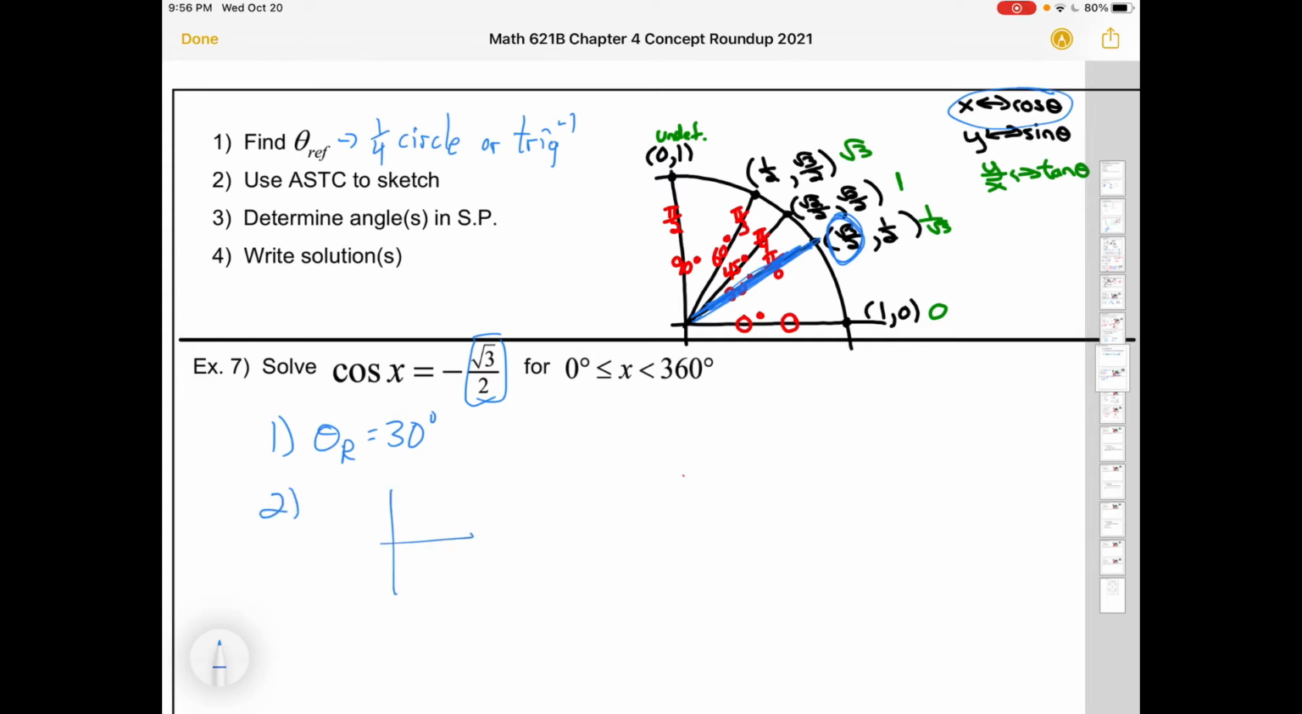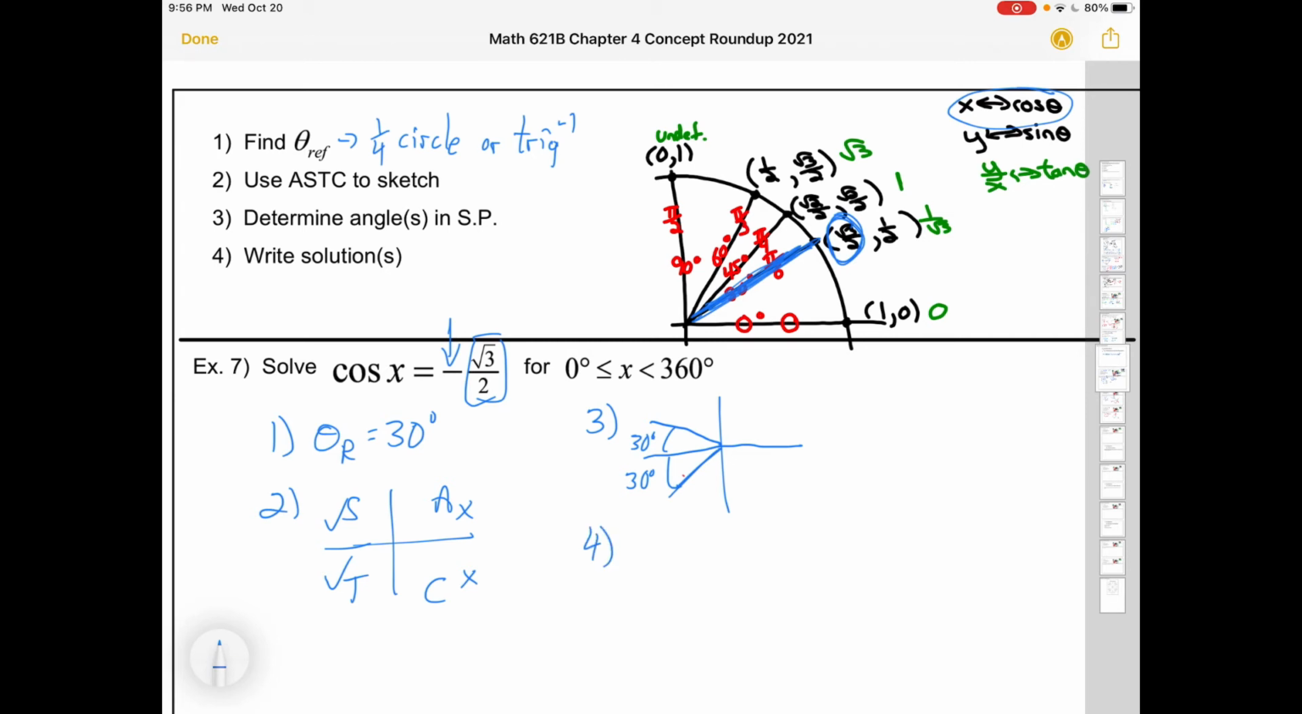The next thing we're going to do is choose some quadrants. So notice here that the cosine is negative. Here's where we'll deal with the negative. Cosine's positive in this first quadrant, so it couldn't be there. Cosine's positive in the fourth quadrant, so it couldn't be there. It could be in either of these quadrants, though. And so now we know the reference angle and we know the quadrants. Now I can make a sketch, a non-terrible sketch of my answer. Reference angle of 30 degrees in the second quadrant and in the third.